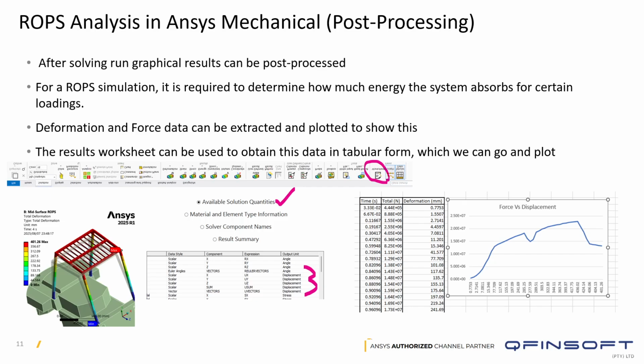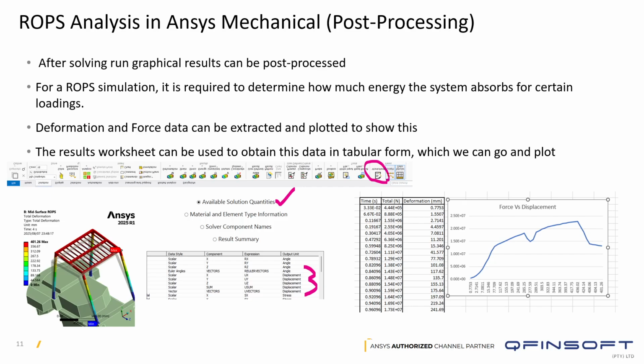What you can do is, inside of Mechanical under our solution, we can go to the worksheet, and under the worksheet we can retrieve results for our displacements, and we can retrieve results for the forces being applied. Those results can be tabulated, and there I went and took the net force and the net deformation. We can go and paste those into something like Excel, and then plot our force versus displacement.